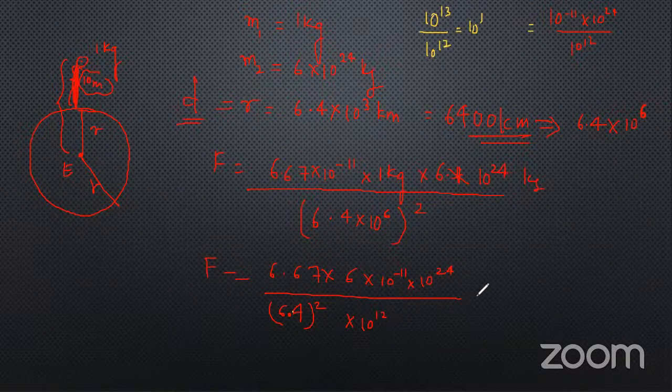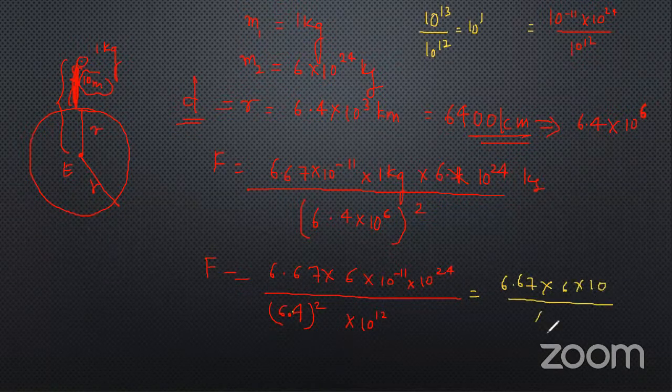So what are we left with? We are left with 6.67 into 6 into 10 divided by 6.4 square. Please calculate it using the calculator. What is the value coming out to be?